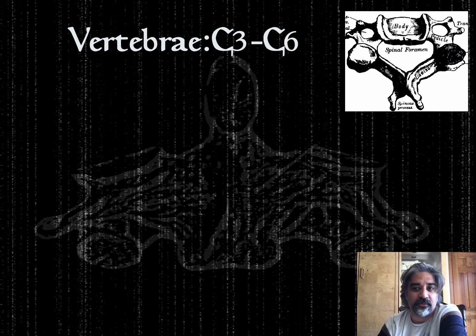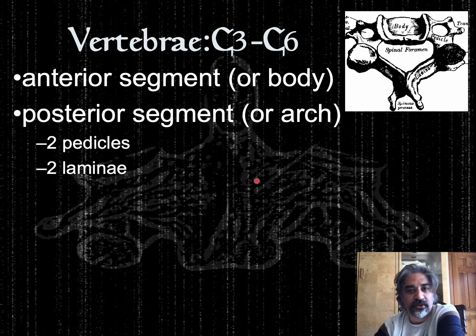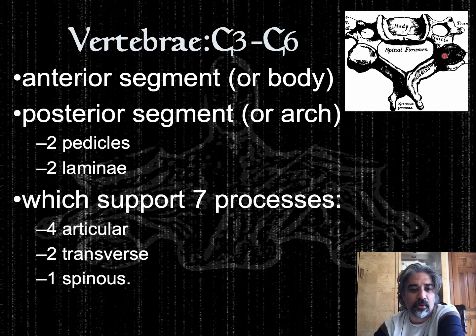So I think it's good to look at C3 through 6 as one structure because they are all very similar. So first you'll notice that there's a front and a back. The front is the vertebral body or anterior segment, and the posterior segment, also sometimes known as the posterior arch, is the two pedicles and the two laminae. This gives you basically the back here. And these support 4 articular processes, 2 transverse processes, and 1 spinous process.